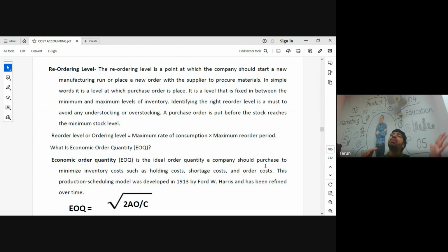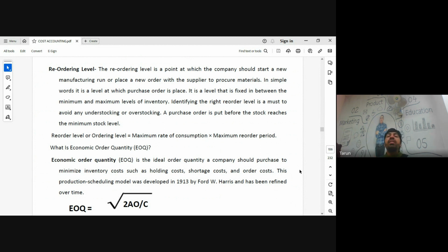If the minimum level is 40 and the maximum level is 75, then the reorder level is between both the minimum and the maximum. That is the reorder level. There is a formula to calculate the reorder level, or ordering level: the maximum rate of consumption of material multiplied by the maximum reorder period. It could be 12 weeks, 14 weeks, or 20 weeks. Accordingly, you multiply these two terms and you will get the reorder level or ordering level.